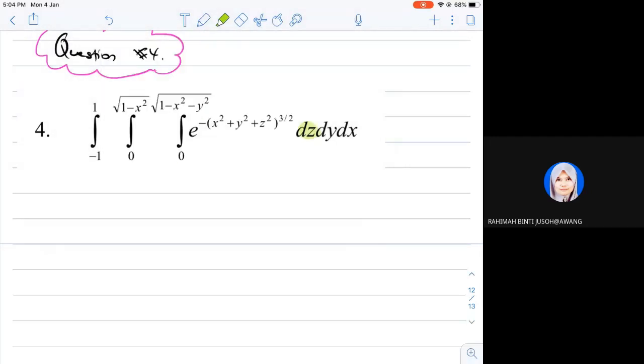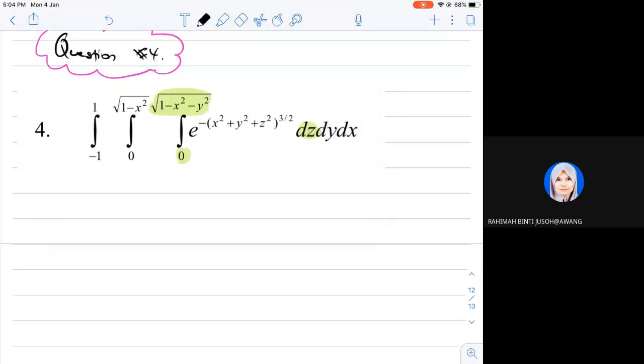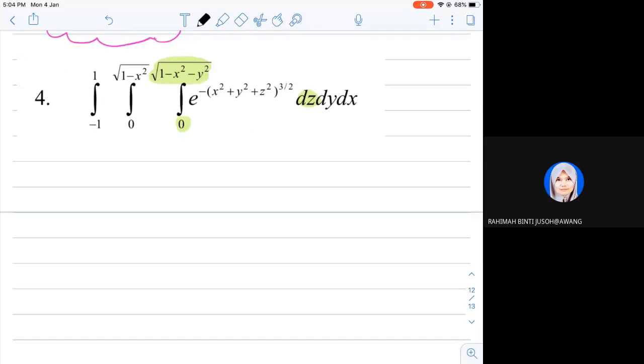Z equals to 0 until square root of 1 minus x squared minus y squared. So we have z equals to square root of 1 minus x squared minus y squared. If we square both sides, we will have x squared plus y squared plus z squared equals to 1, isn't it? Therefore, we will have rho squared equals to 1, so of course rho equals to 1.